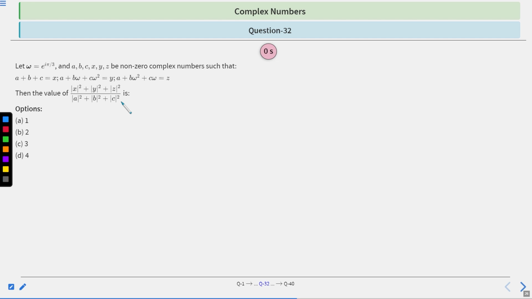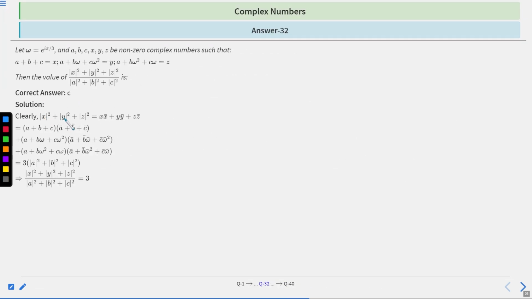Okay, let's discuss the solution. Now, mod X square plus mod Y square plus mod Z square can be written as X X bar plus Y Y bar plus Z Z bar, right? Now, X is basically A plus B plus C. So it can be written as A plus B plus C into A bar plus B bar plus C bar, right? Same as Y Y bar, A plus B omega plus C omega square into A bar plus B bar plus C bar omega bar square. Now, A plus B omega square plus C omega into A bar plus B bar omega bar square plus C bar omega, right? Now, after solving this, we will multiply this.